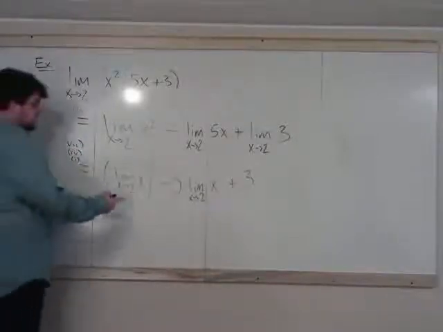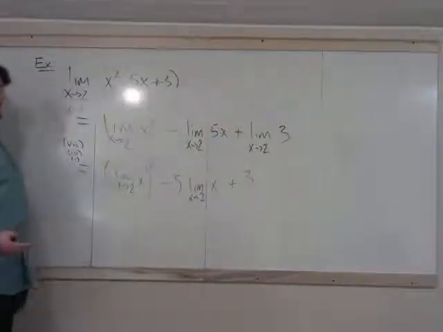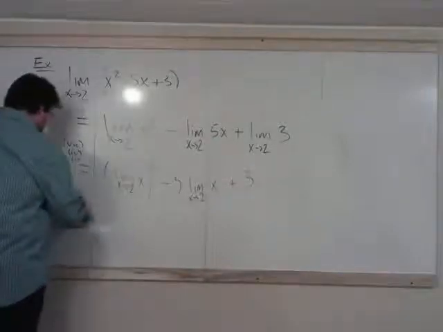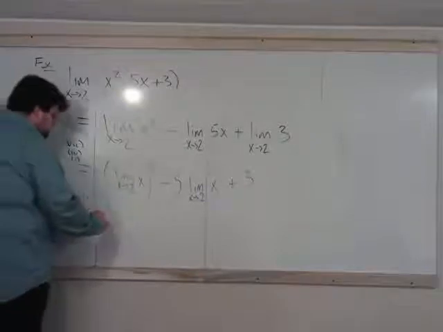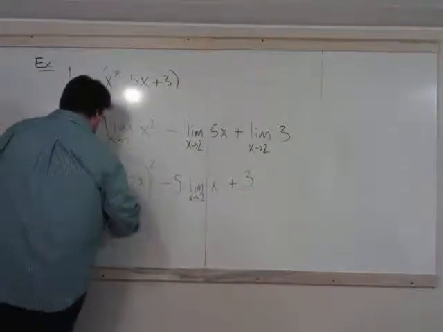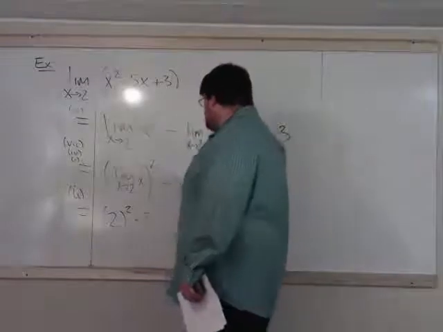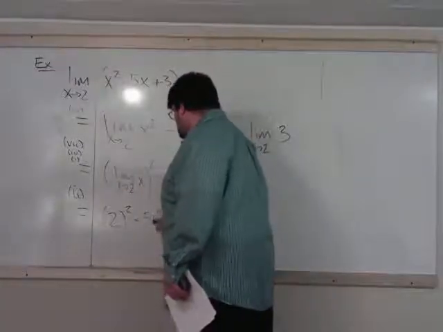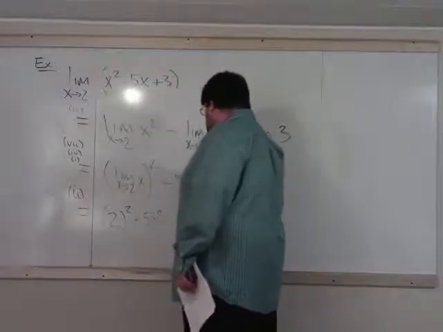Well, now we just have to compute this limit and this limit. Well, both of them we can use rule 2 on. So equals by rule 2. The limit as x approaches 2 of x is just 2. And we still have to square it. Minus 5 times the limit as x approaches 2 of x, which is 2. That's a multiplication. And then still plus 3.